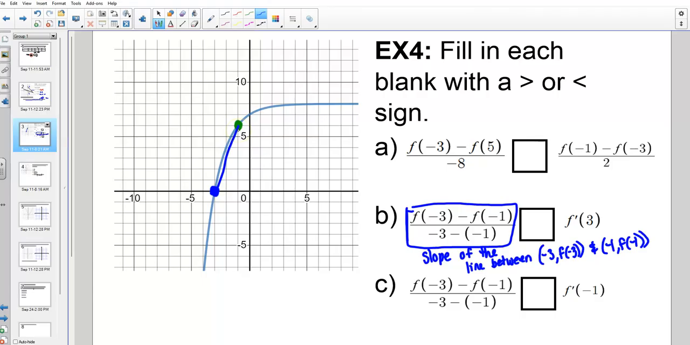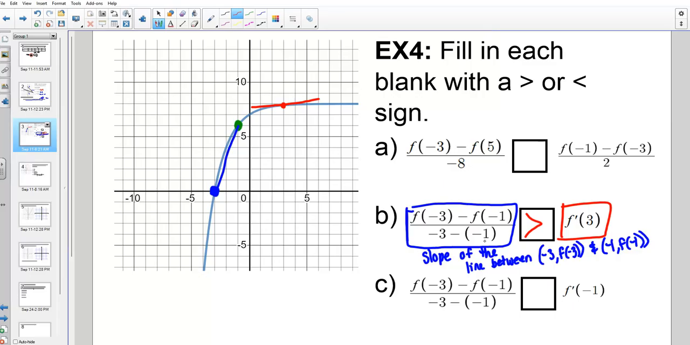F prime of 3, that's a derivative. That's the slope of a tangent line. Where? At 3. I'm going to show that in red. F prime of 3, right here's where x equals 3. The slope of your tangent line would be like this. Okay? Which one is greater? The one on the left, the blue. This blue line is going to have a bigger slope than that red line, right? I don't know how much. I don't need to know. All I need to know is that that should be a greater than sign right there.